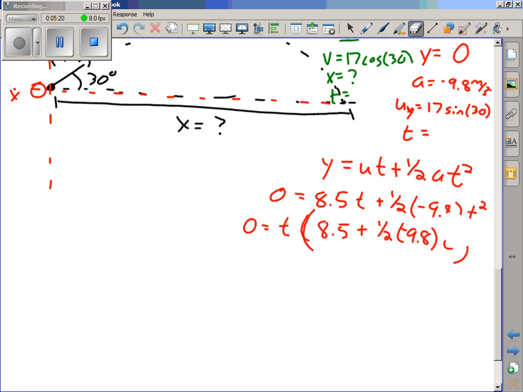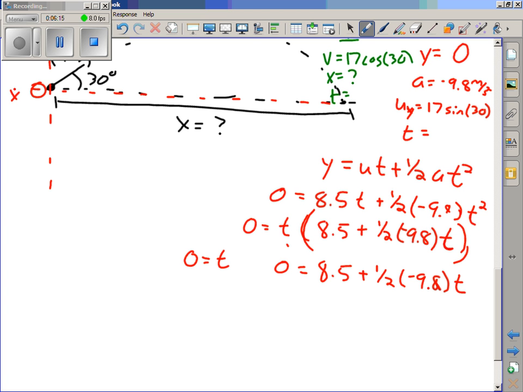Oh yeah, the squared goes away because I factored out a t. Take this t that's out here, multiply it back in, distribute, and you see how we get back up there. Then it becomes 8.5 times t, and multiplying again, 1 half negative 9.8 t squared. So that's factoring out. Now, like I said, two equations: 0 equals t, and 0 equals 8.5 plus 1 half negative 9.8 t. Whenever you factor, you get two equations out of that.